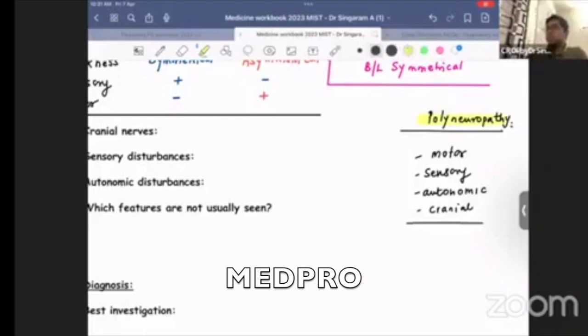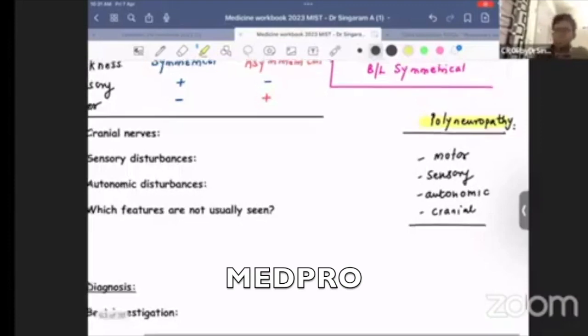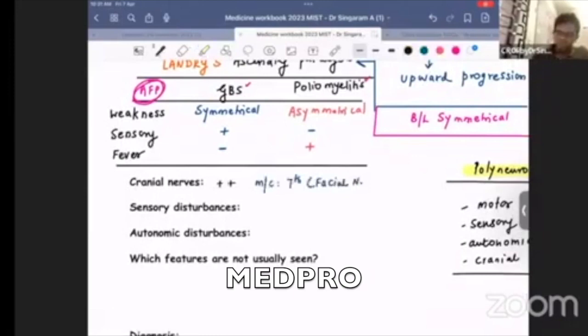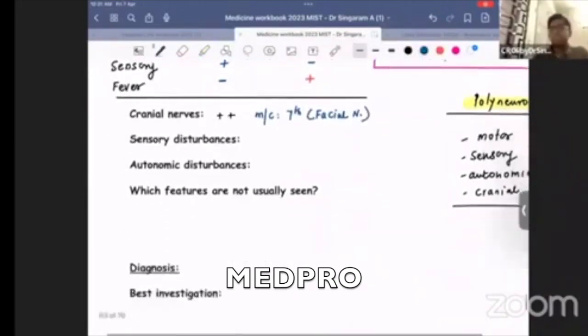So what are the other manifestations of this particular condition? That is what we are going to discuss. I have told you cranial nerves are affected. I'm writing plus, which means they can be affected. The most common cranial nerve affected is the seventh cranial nerve, the facial nerve.